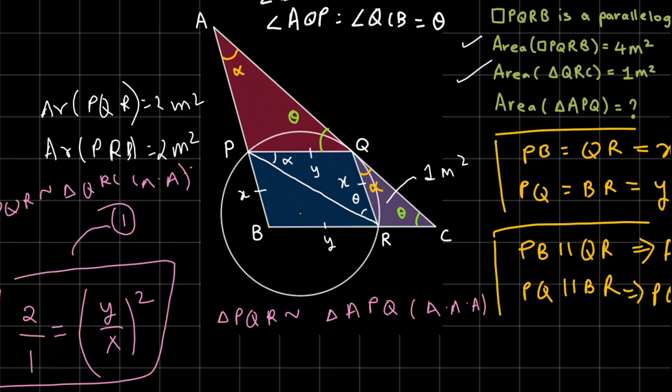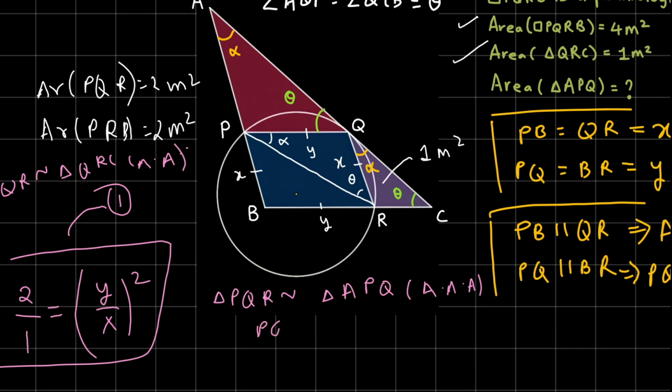So now look carefully. The angle P in the triangle PQR has a value alpha, and the angle A in the triangle APQ has a value alpha. The angle R in the triangle PQR has a value theta, and the angle Q in the triangle APQ has a value theta. These two triangles are similar by angle, angle, angle, and I have already named this triangle according to the correspondence. So if I take the ratio of their sides, it will come out like this: PQ upon AP is equal to QR upon PQ, and this equals PR upon AQ.